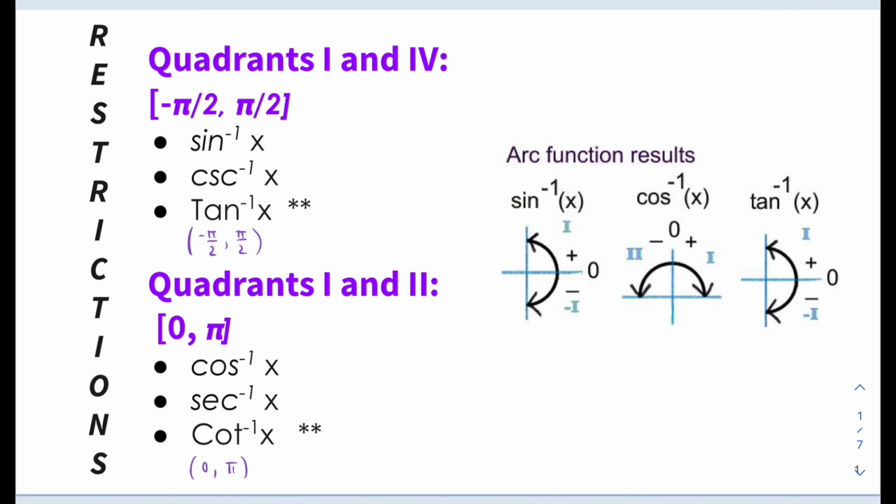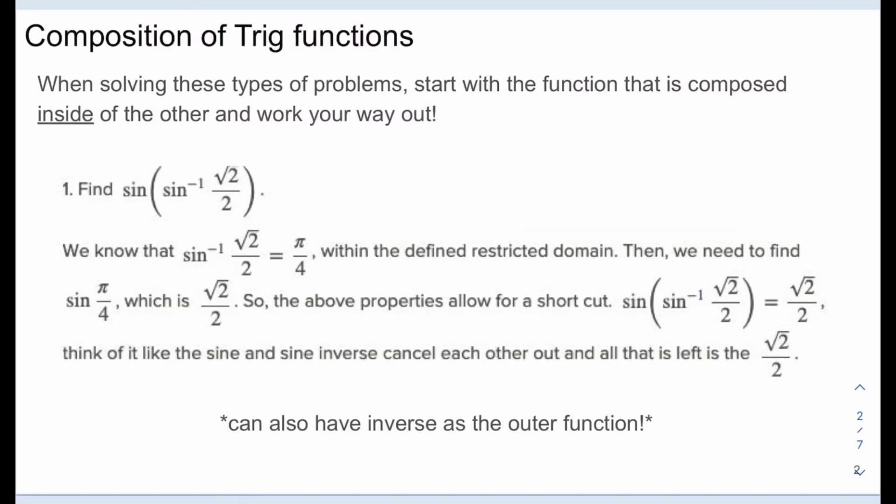For example, if I had something like sine inverse of negative 1/2, sine of 11 pi over 6 is negative 1/2, but so is sine of negative pi over 6. Right? So sine inverse of negative 1/2 is going to be negative pi over 6 because we have to keep it within this interval. Okay?